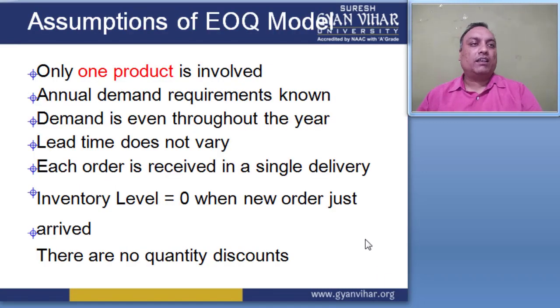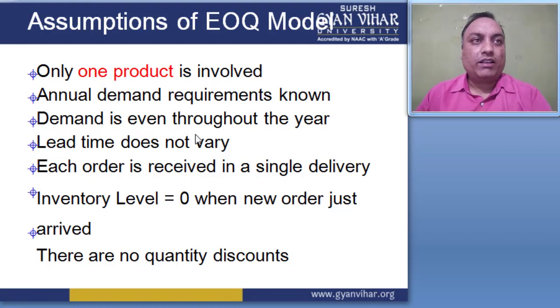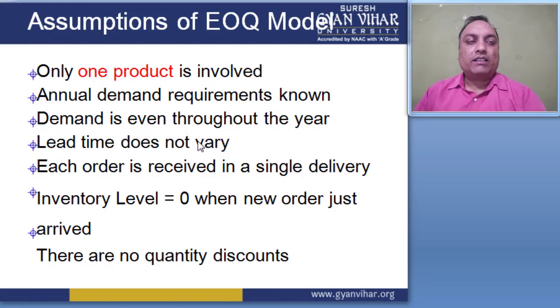These are some more assumptions of the EOQ model. Only one product is involved and the annual demand requirement is known. Demand is even throughout the year, lead time does not vary, each order is received in a single delivery, and inventory level equals 0 when a new order just arrives. There are no quantity discounts. So these are the assumptions of the EOQ model.